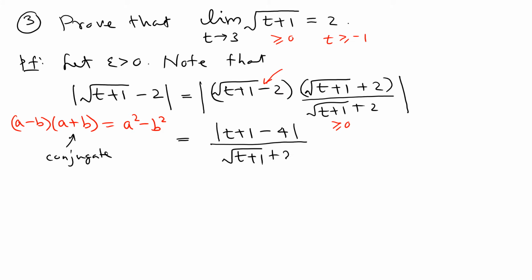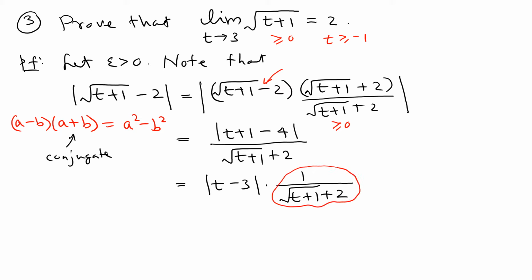So plus 2, and then that's what you get. Now, you can see this again simplifies to t minus 3. So that's exactly the term that we want to bound. And the other thing I'm going to write as a separate term because then the argument would be much easier. So now what we want to do is find the largest value of this expression.